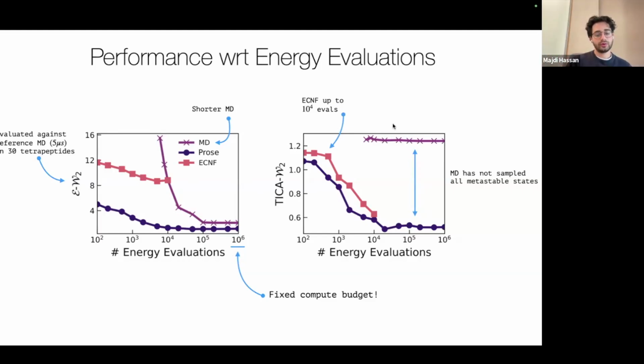And here we also see that we were not able to evaluate ECNF for larger energy evaluations due to the prohibitive cost of computing the likelihoods from it.